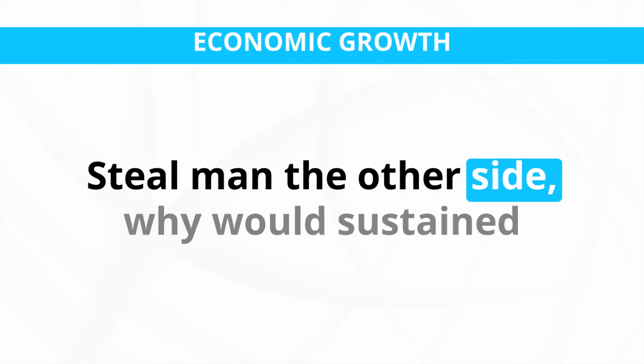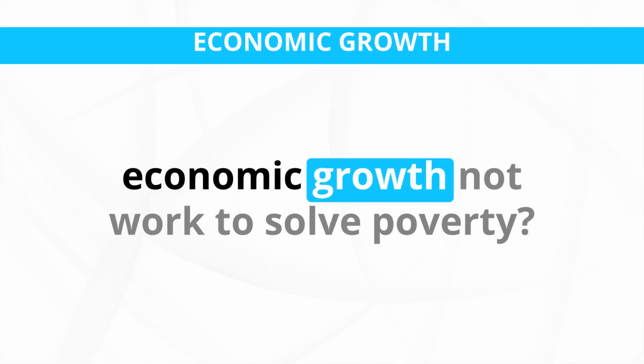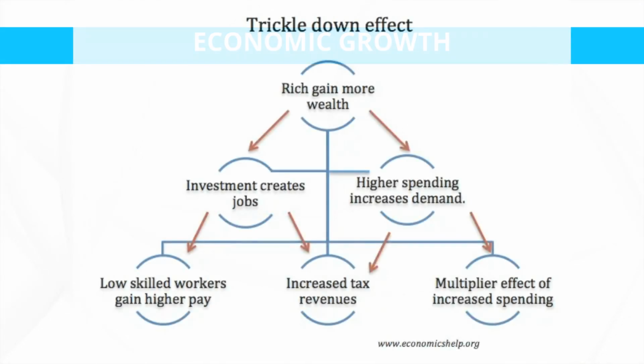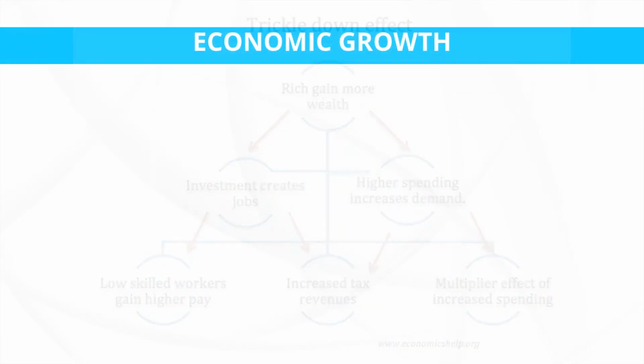Steel man the other side. Why would sustained economic growth not work to solve poverty? While sustained economic growth has the potential to alleviate poverty, some criticisms and challenges include trickle-down effect. Critics argue that the benefits of economic growth may not reach the poorest segments of society. Instead, the gains often concentrate in the hands of the wealthy, leading to income inequality.